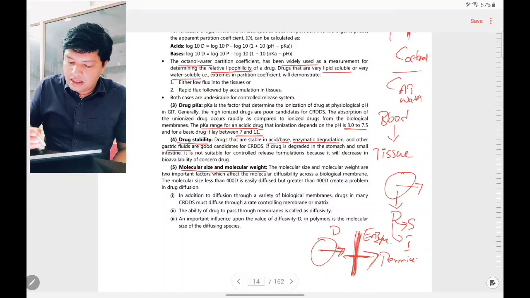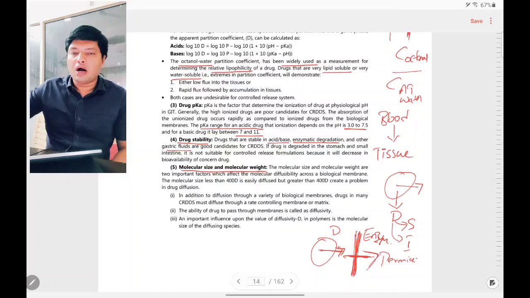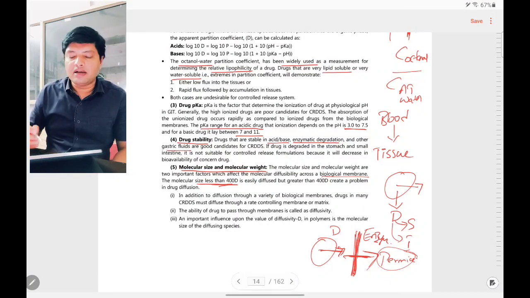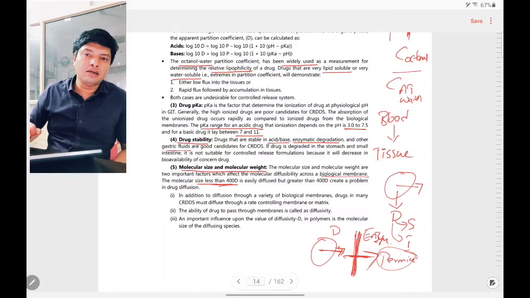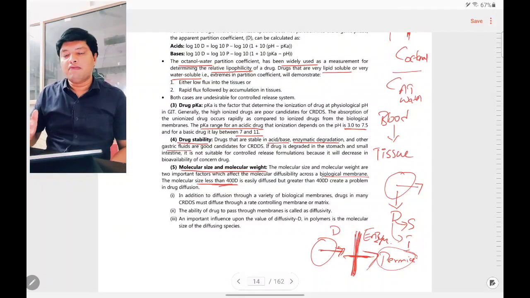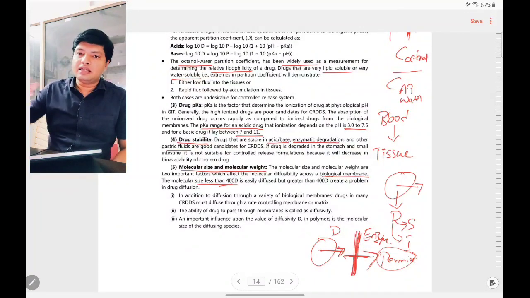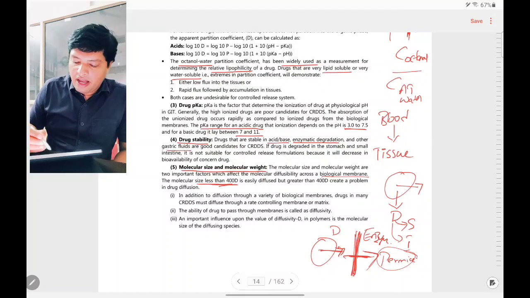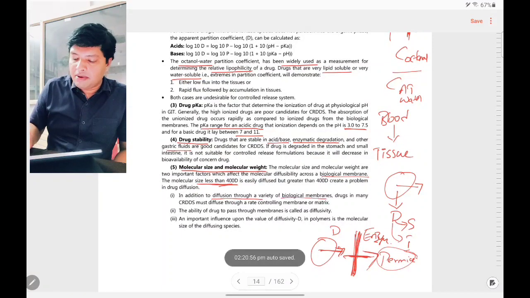For drugs to permeate across the biological membrane, the drug molecular size should be less than 400 daltons, or you can say weight should be less than 400 daltons. If the drug is having more than 400 daltons weight, then because it has more weight, it is larger in size, it will cause problem in permeation, whether say in the dosage form or in the biological membrane.